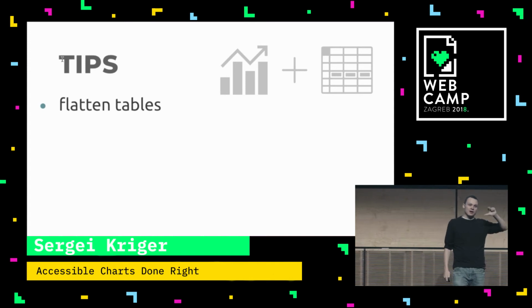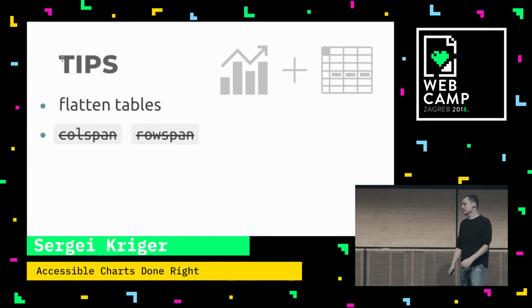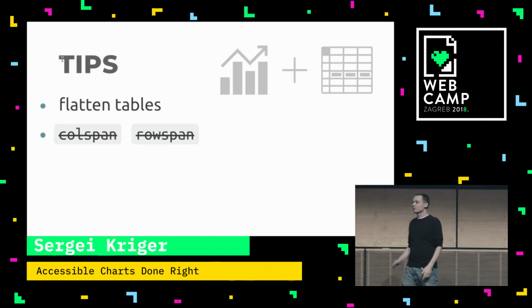Well, now we know 3 ways of making charts accessible. Chart description, making charts readable by screen reader, and also combining charts and tables. What else can we think about in order to make our charts even more accessible?